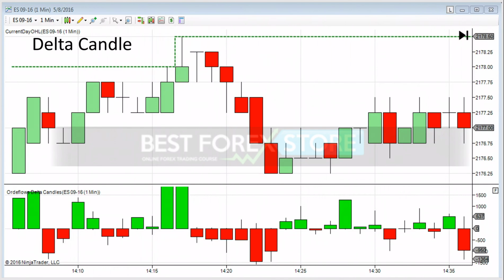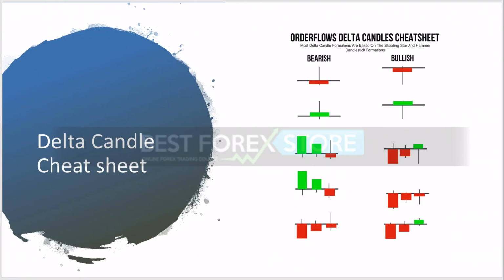Now, years ago, I created my order flow delta candles cheat sheet. And these are the most common candlestick formations that I look for in the delta. There's bearish ones, there's bullish ones. After I created this years ago, I wrote it out, I put it on a piece of poster board and I stuck it to my wall.